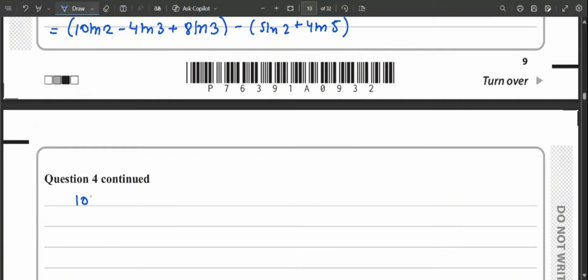So I can write 10 ln 2 minus 4 ln 3 plus 8 ln 3. So minus 4 ln 3 plus 8 ln 3 will be equal to plus 4 ln 3. And we have minus 5 ln 2. Expanding the brackets, we get minus 5 ln 2 and minus 4 ln 5. We can see from here that 10 ln 2 and minus 5 ln 2 will add and give us 5 ln 2. And then we have 4 ln 3 minus 4 ln 5.